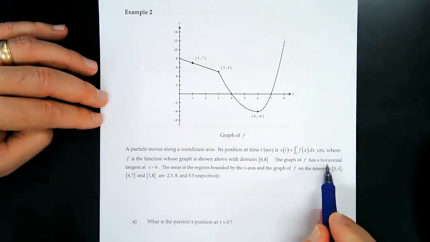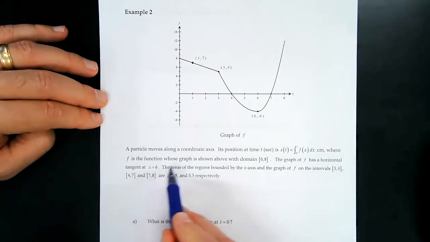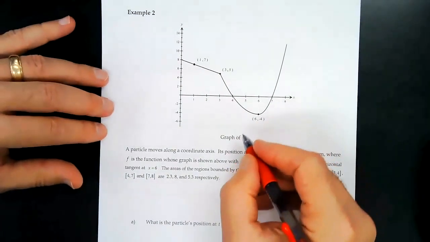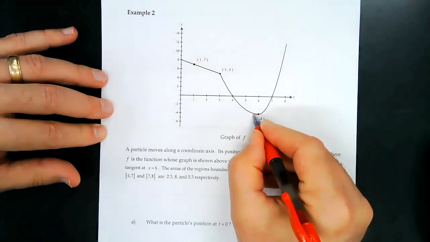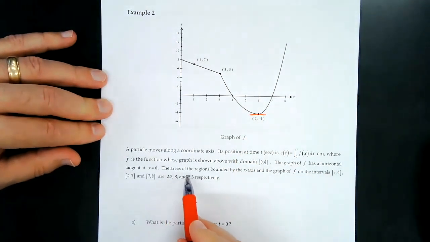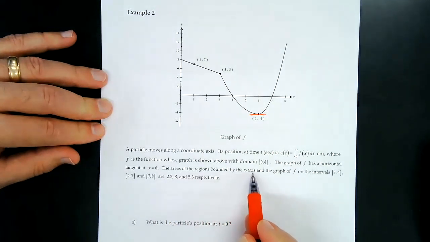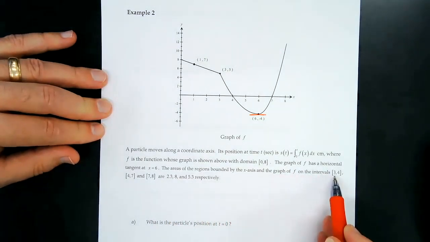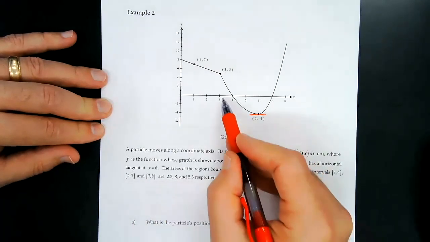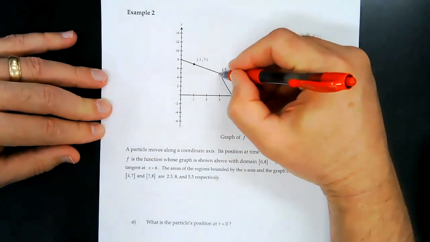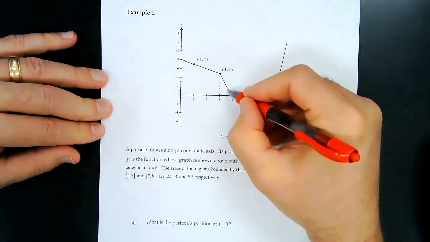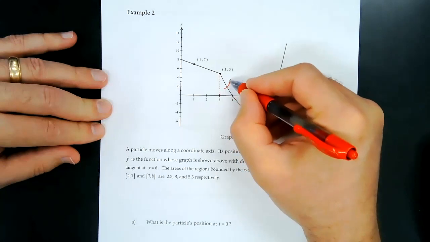The graph of f has a horizontal tangent at x equals 6. So right here at x equals 6, the derivative of f would be 0 because we have a horizontal tangent. And the areas of the regions bounded by the x-axis and the graph of f on the intervals 3 to 4, 4 to 7, and 7 to 8 are 2.3, 8, and 5.3. Right here, because it's curving, we're not going to be able to figure it out without being told. This right here is 2.3.